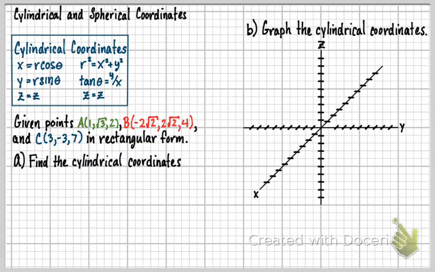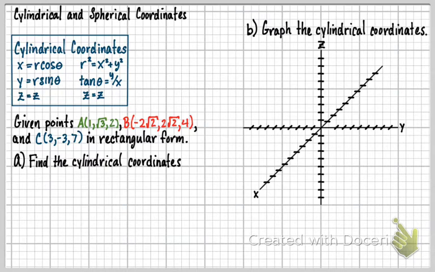Cylindrical and spherical coordinates. We're going to first start with cylindrical coordinates. So we have below given points A being (1, square root of 3, 2), B being (-2 square root of 2, 2 square root of 2, 4), and C being (3, -3, 7) in rectangular form. So we have to find the cylindrical coordinates for part A here.